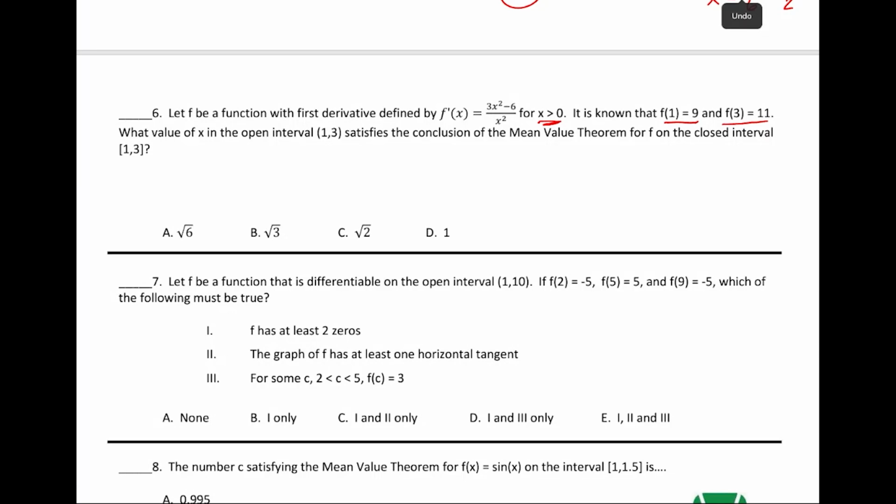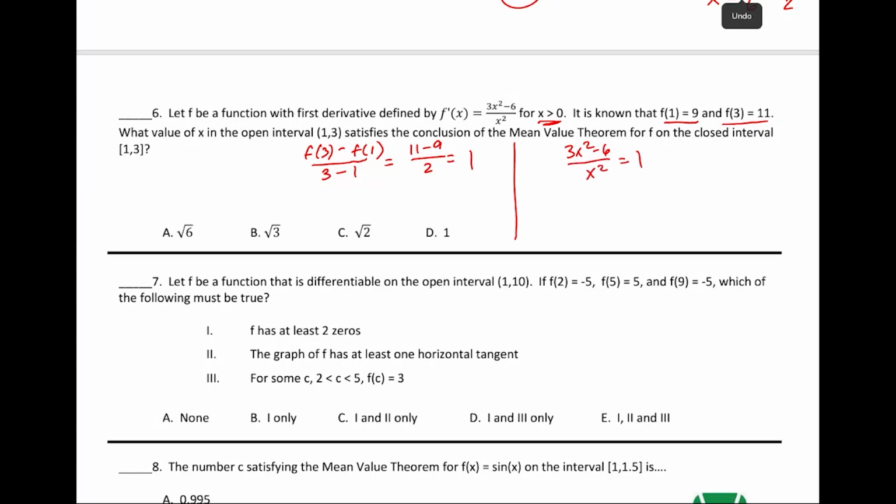So let's first find the average rate of change on that interval. So we're going to have f of 3 minus f of 1 over 3 minus 1. Now they gave us these values, 11 and 9. 3 minus 1 is 2. So you get 2 divided by 2, which is 1. So we want to know, when is that derivative equal to 1? So when is 3x squared minus 6 over x squared equal to 1?